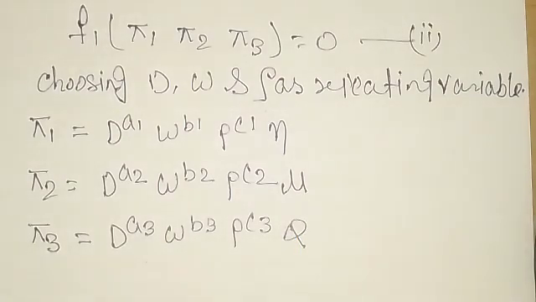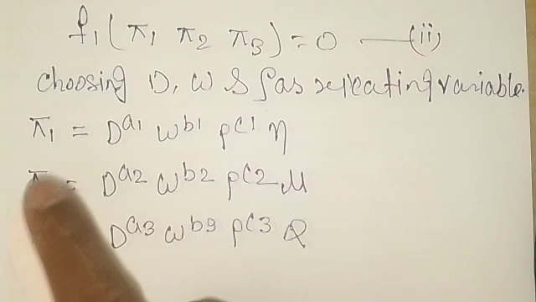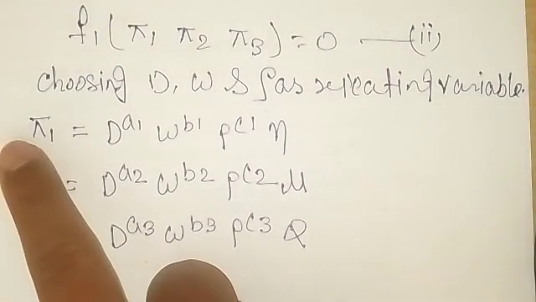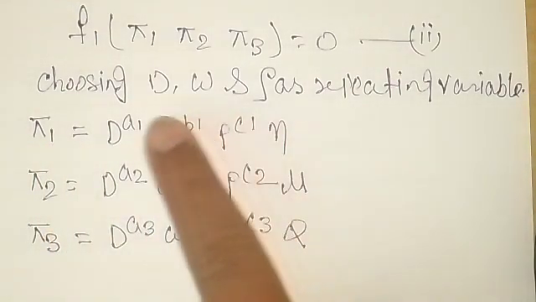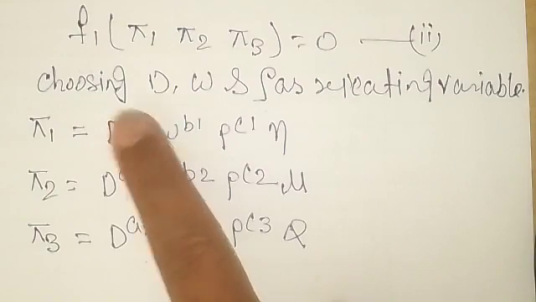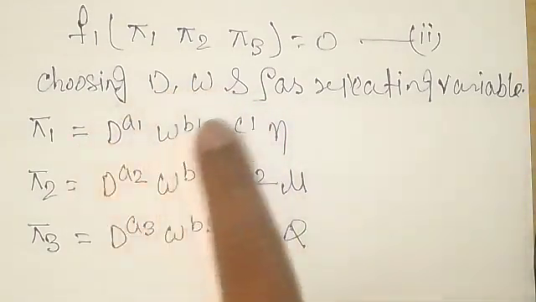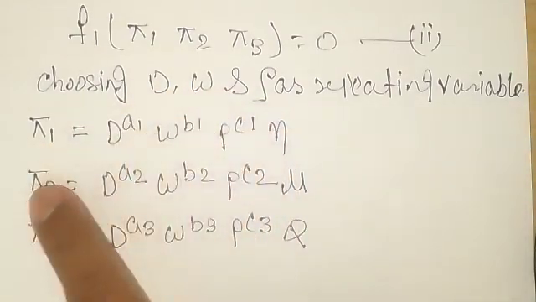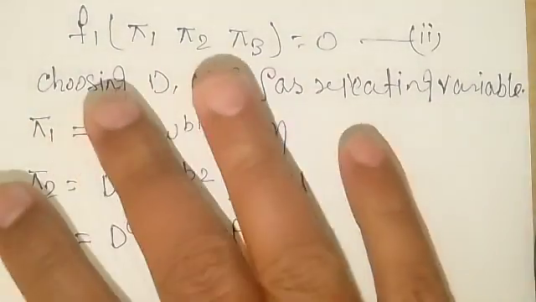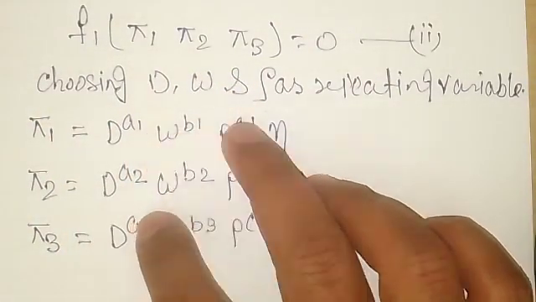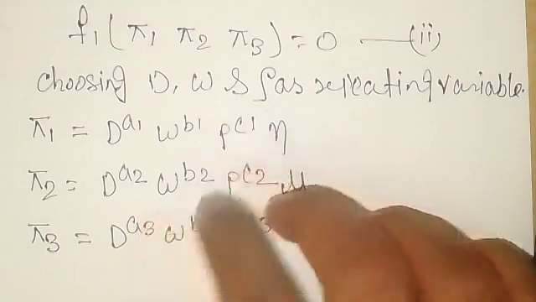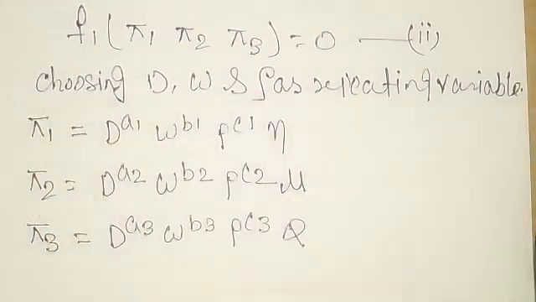Now first of all, what we have to do is find out the pi 1, pi 2, pi 3 terms. For finding these, we should know the arbitrary powers, that is a1, b1, c1. Once you substitute, you will get the pi 1 term. Similarly, pi 2 and pi 3. So for finding these arbitrary powers, a1, a2, a3, b1, b2, b3 and c1, c2, c3, you have to write down the dimensions, right?